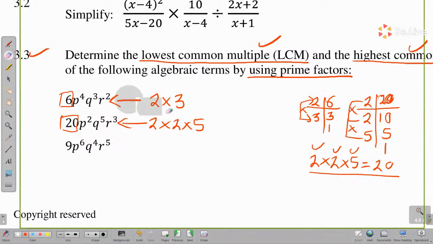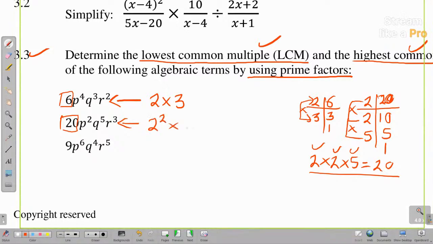Or you can move on to say, but what is 2 times 2? 2 times 2 is the same as 2 squared, times 5. That's the best way to write it. Where there is a 2, it is like 2 to the power of 1. Where there is 3 is 3 to the power of 1. That's how we express it. Where there is 5 is 5 to the power of 1.